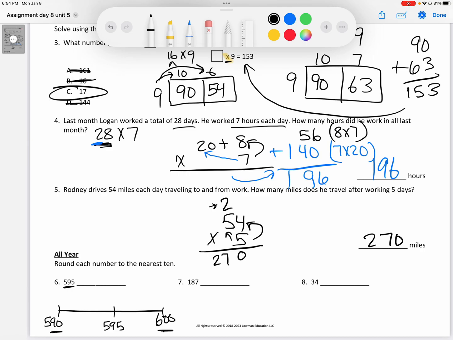And then you plot the number. Well, the number is 595, so it would go right here. Any number that reaches the midpoint always rounds up. So the answer here would be 600.